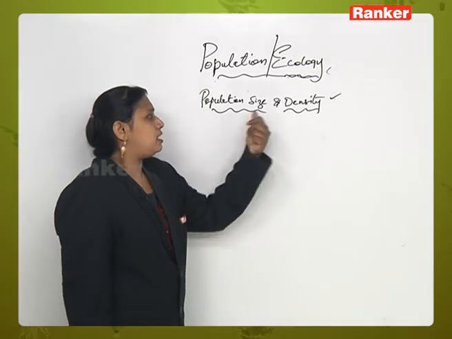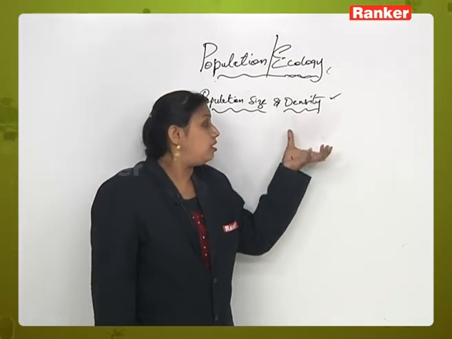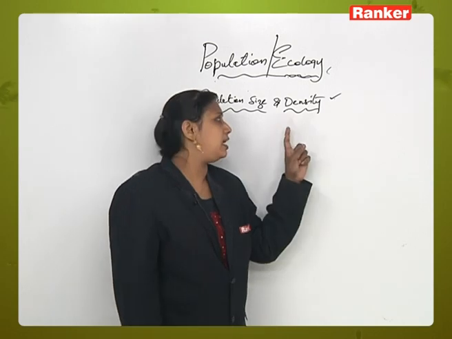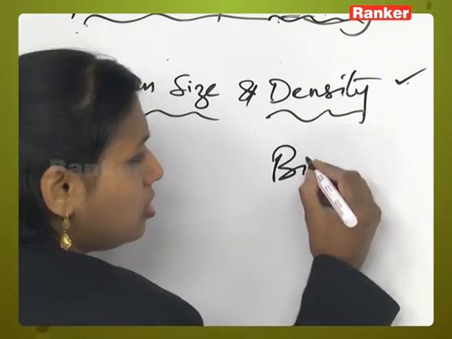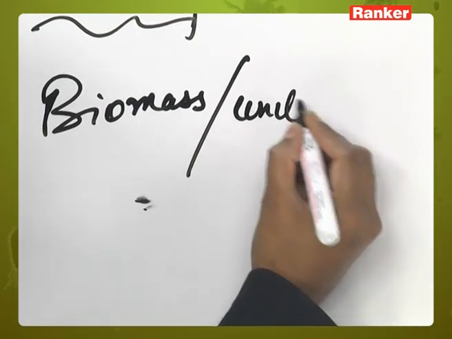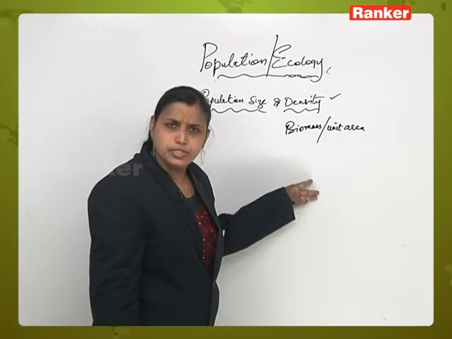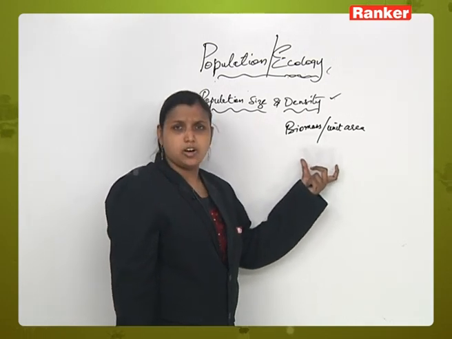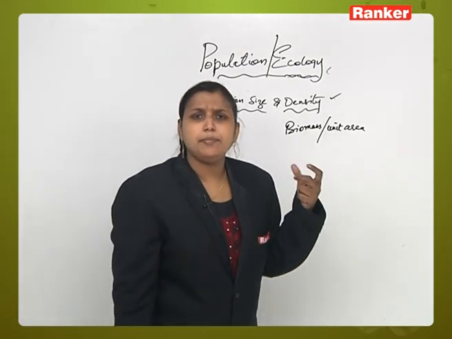In the same way, what is density here? The number of individuals inhabiting a particular area or per unit area is called density, right. This is also called biomass per unit area. So, population density is the number of living individuals occupying a particular area or unit area. This number of living individuals can also be considered as the biomass per unit area.